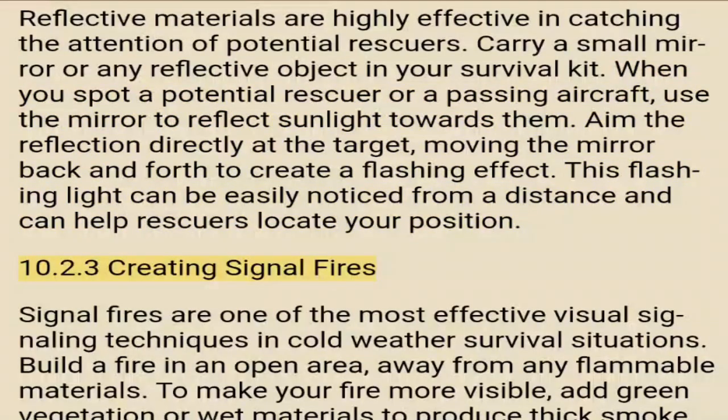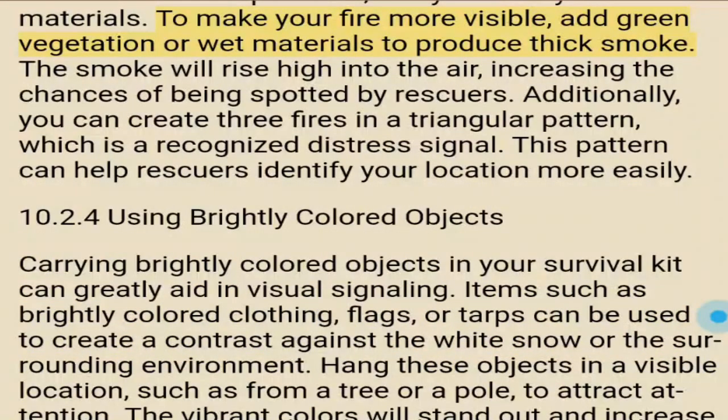10.2.3 Creating signal fires. Signal fires are one of the most effective visual signaling techniques in cold weather survival situations. Build a fire in an open area, away from any flammable materials. To make your fire more visible, add green vegetation or wet materials to produce thick smoke. The smoke will rise high into the air, increasing the chances of being spotted by rescuers. Additionally, you can create 3 fires in a triangular pattern, which is a recognized distress signal. This pattern can help rescuers identify your location more easily.